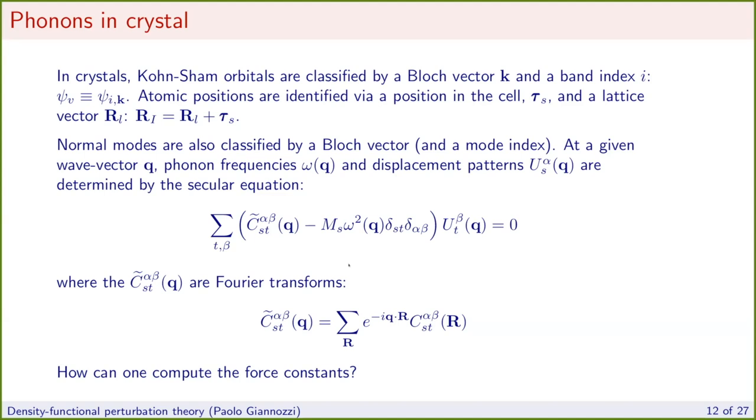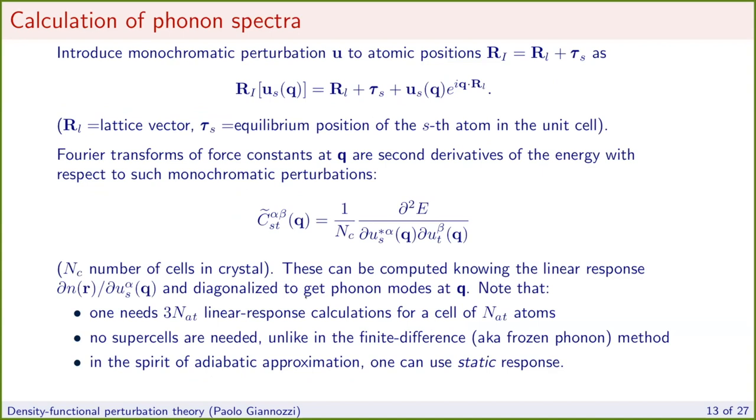Now, how do we compute these force constants? Force constants in reciprocal space for a given wave vector can be computed in a straightforward way using linear response techniques, because we can just introduce a monochromatic perturbation of wave vector q, and the linear response to this perturbation can be shown explicitly to be directly related to the matrix of force constants in reciprocal space.